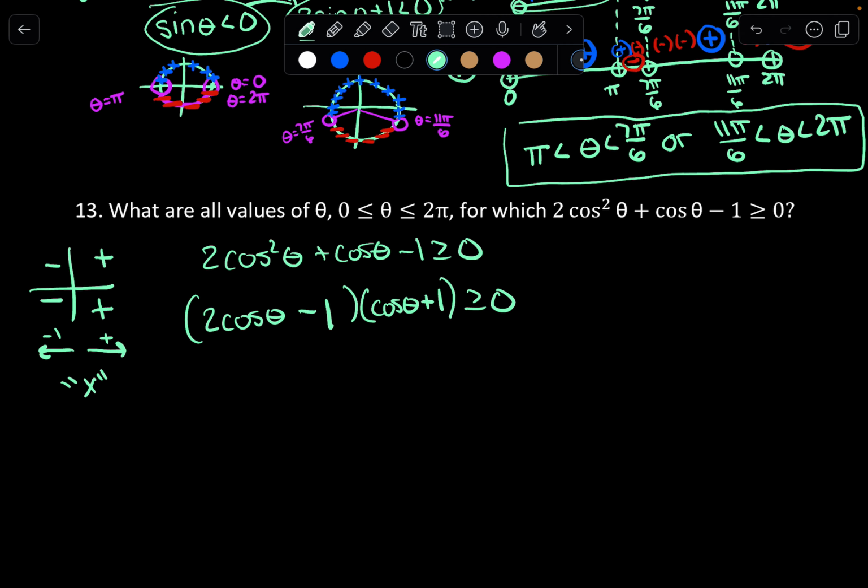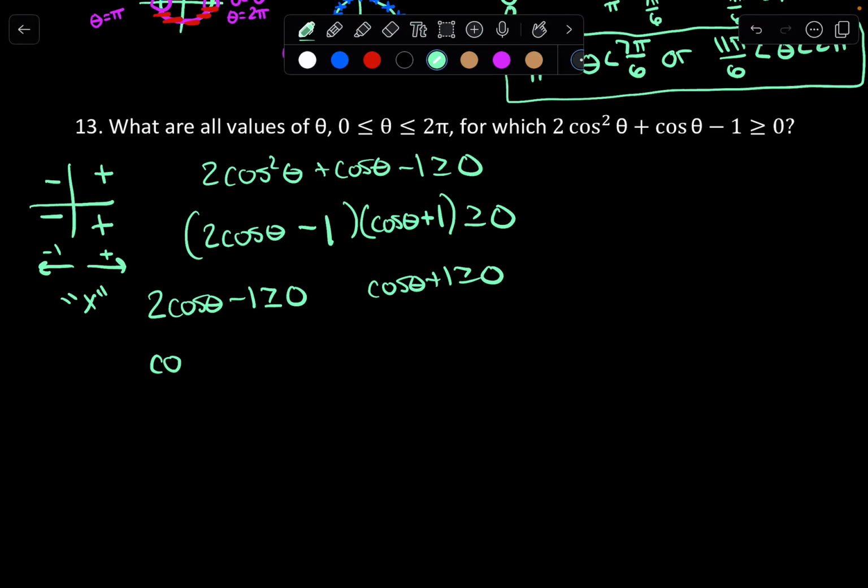Again, you always want to double check these. 2 cosine theta times cosine theta is 2 cosine squared. Positive 2 cosine theta minus cosine theta, we get 1 cosine theta. And then -1 times +1, we get -1. All right, so solving for these individually, we have 2 cosine theta minus 1 is greater than or equal to 0. And cosine theta plus 1 is greater than or equal to 0.